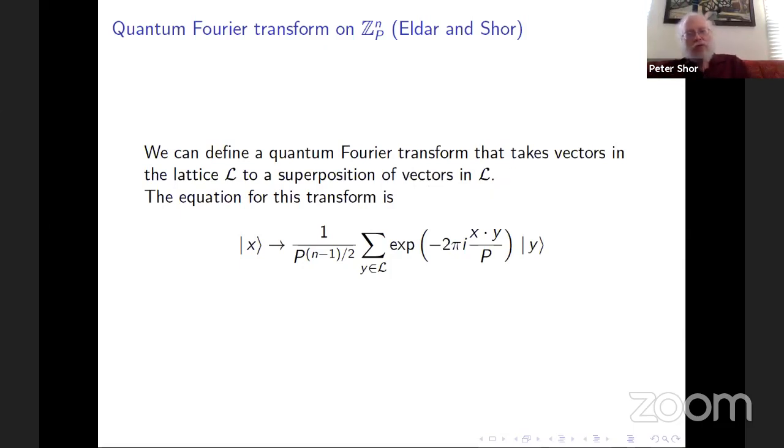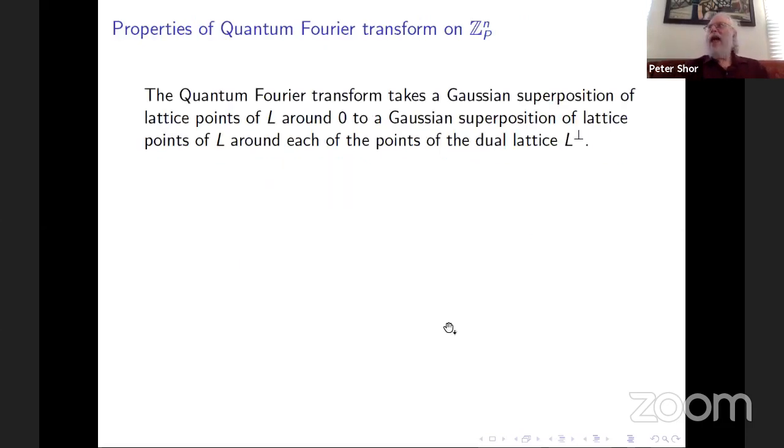the equation for this transform is that x goes to normalization times e to the minus 2 pi i x dot y over p, ket of y, or the quantum state of y. So this is the Fourier transform. And you don't really need to understand the Fourier transform here. You need to understand the properties of the Fourier transform.